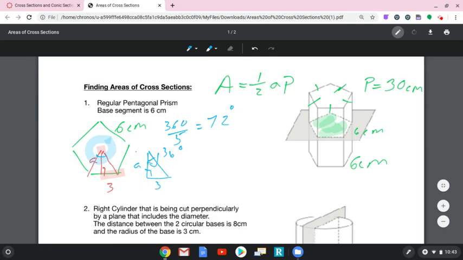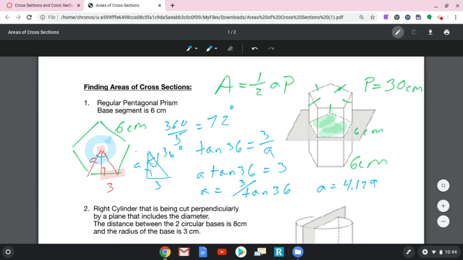Here's A, and this is 3. So to find A, I would use my trigonometry. Compared to 36, I have opposite and I have adjacent. So I would say the tangent of 36 is equivalent to 3 over A. I would multiply both sides by A and then divide by tangent of 36. So it would be 3 over tangent of 36. Now let's take a look, guys. What is that going to be? If I input that into my calculator, I'm going to get 4.129.